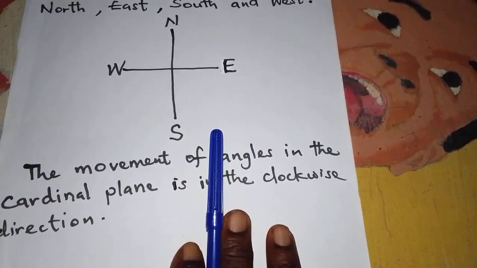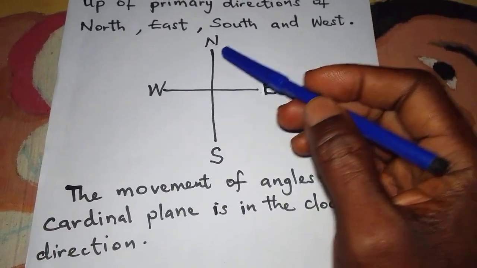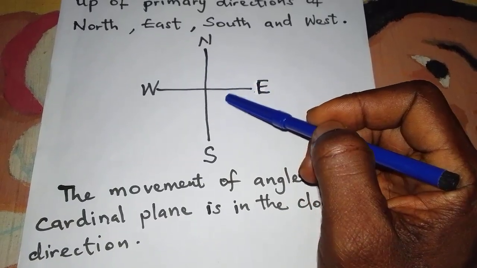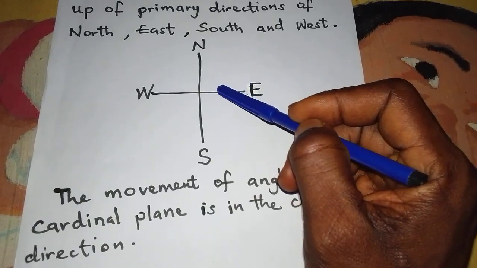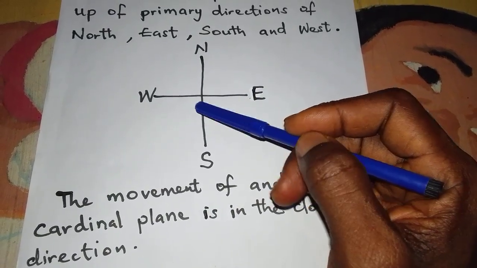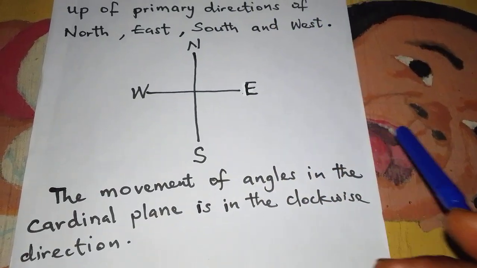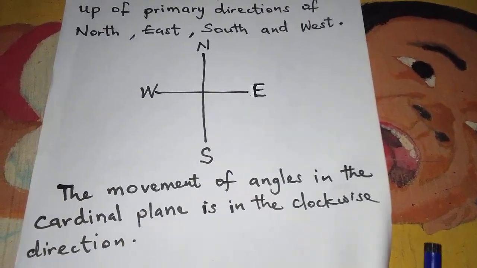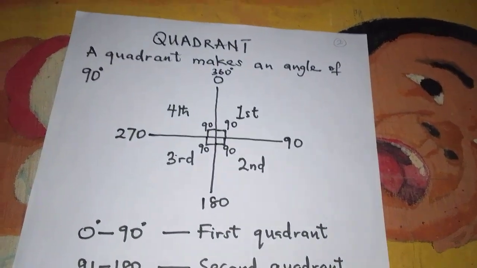Movement of angles in the cardinal point plane is usually in the clockwise direction. So it moves from the north, then in the clockwise direction. So this one will be for the first quadrant, this is for the second quadrant, third quadrant and the fourth quadrant. What do we mean by the quadrant? A quadrant is an angle of 90 degrees, it makes an angle of 90 degrees.